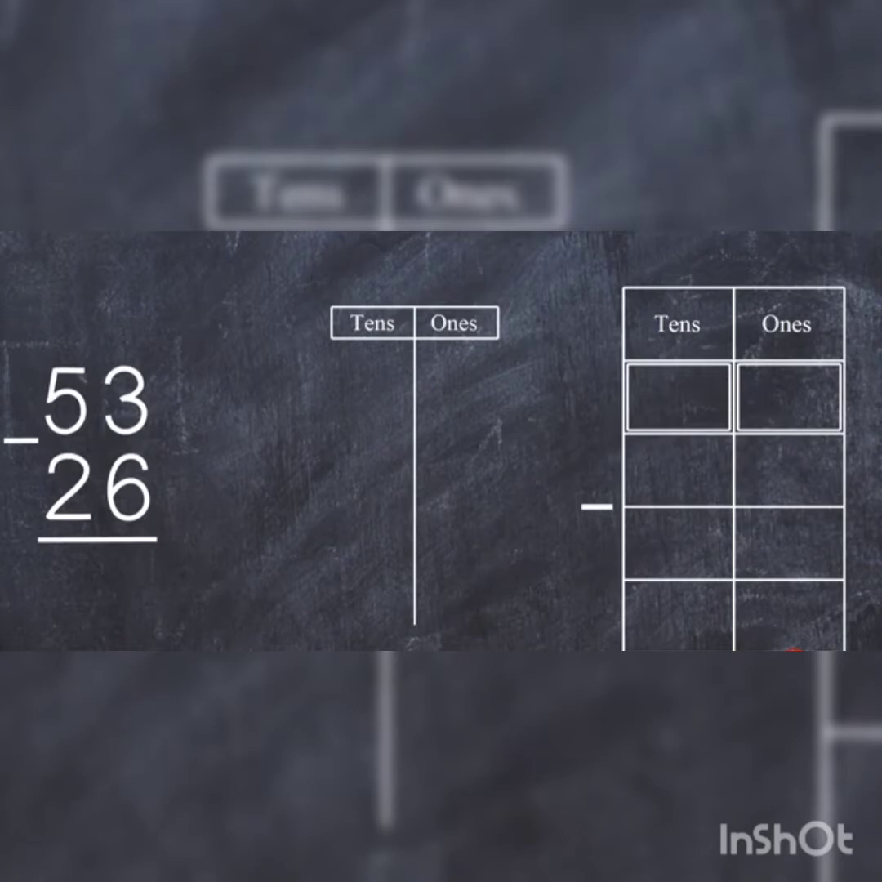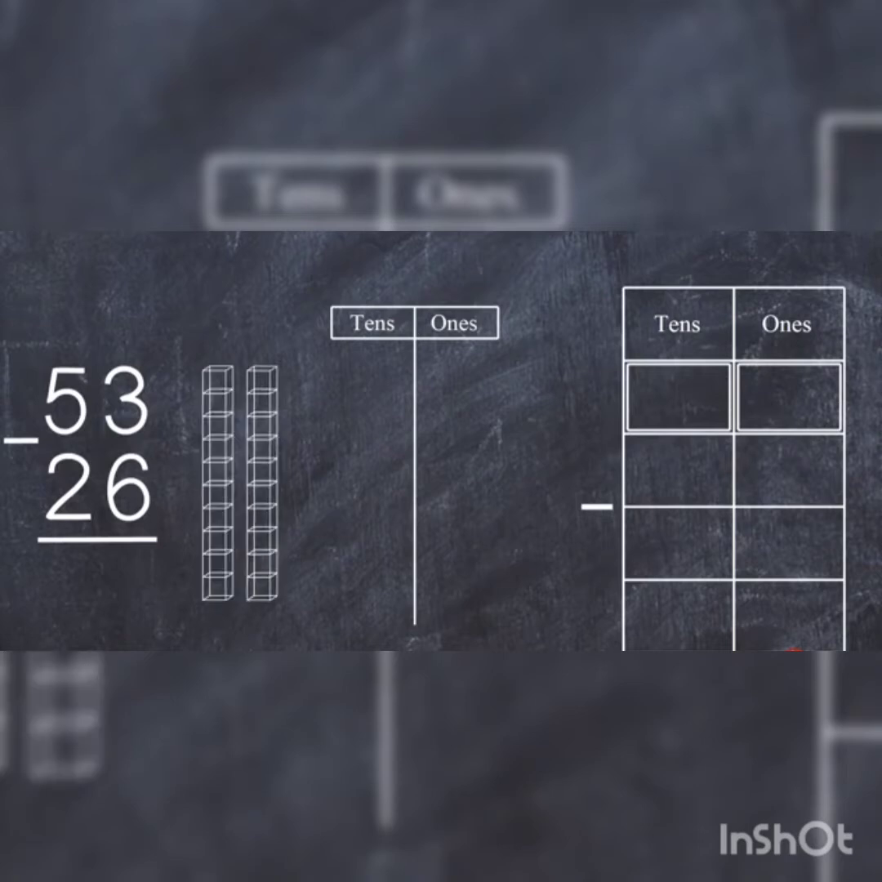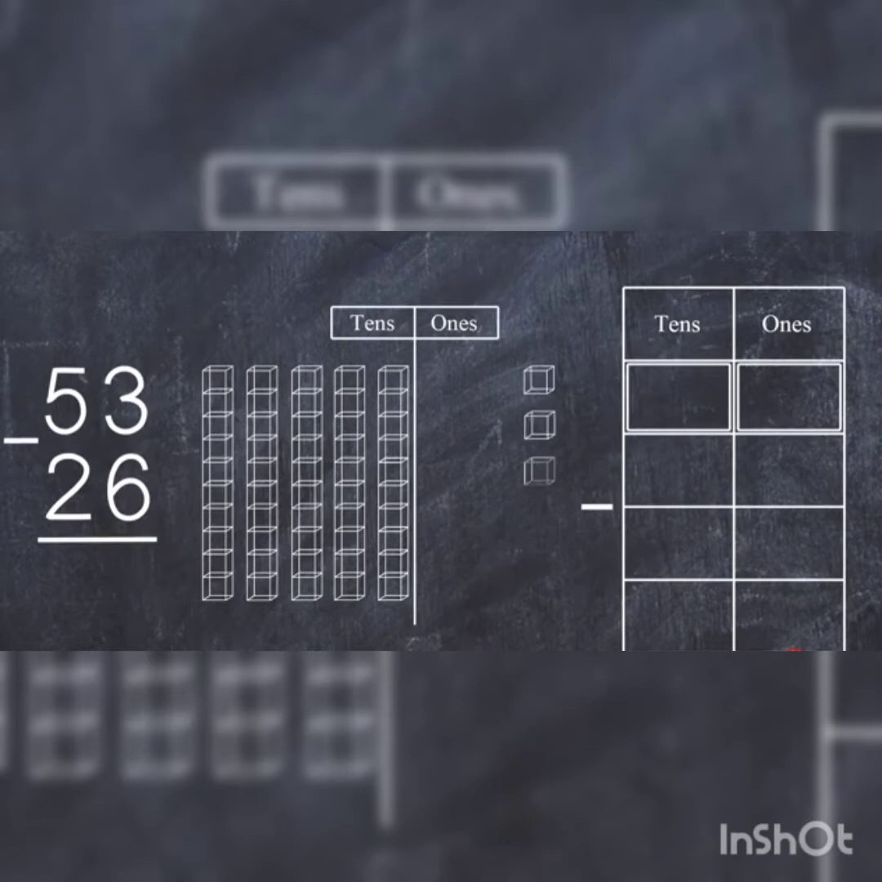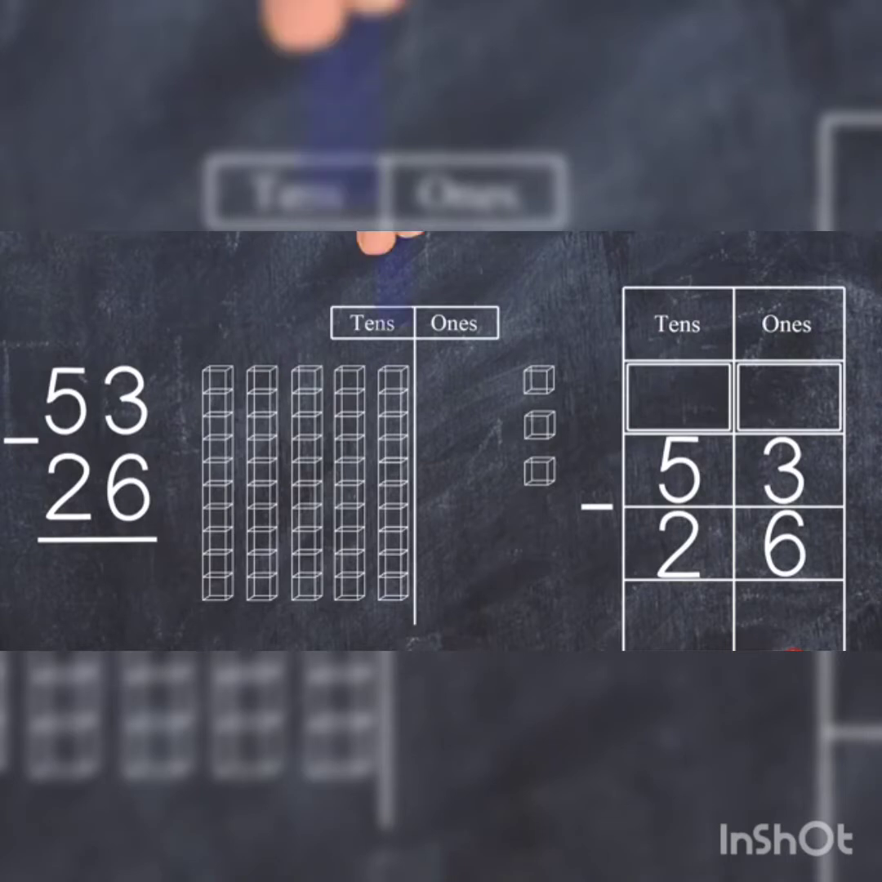All of you look at the number 53. Here 53 has 5 tens and 3 ones. And the smaller number is 26, that has 2 tens and 6 ones. We cannot subtract 6 from 3. In the ones place the numbers are 3 and 6. 6 is a bigger number, 3 is a smaller number. So we cannot subtract the bigger number from a smaller number.